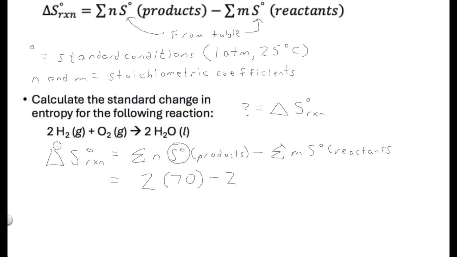It would be 130.7. Good. Notice that you're looking for H2 gas in the table, 130.7. Good. Make sure you're picking the correct row. What would you do now? We would have to add oxygen.